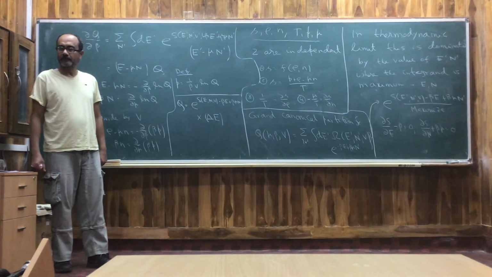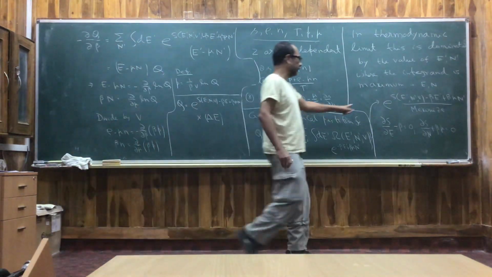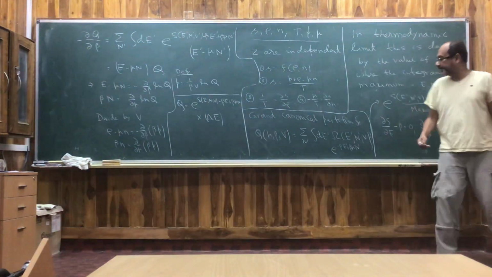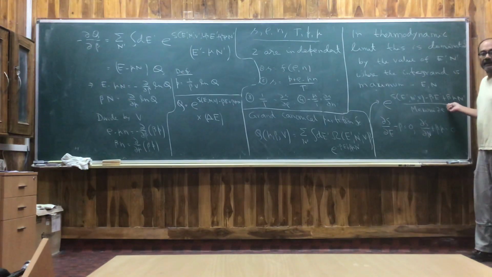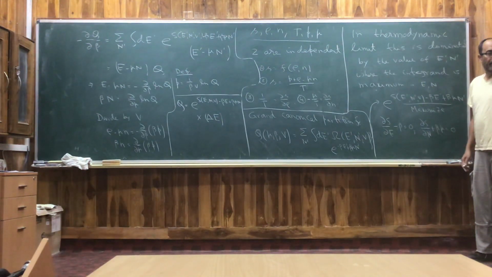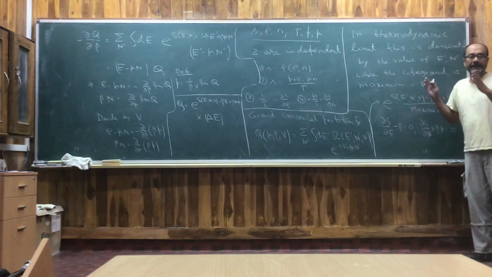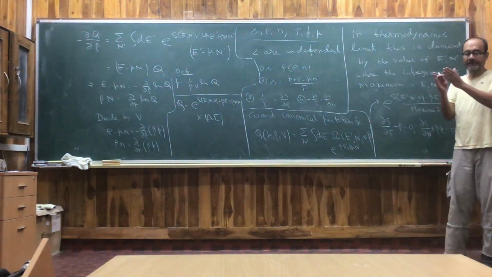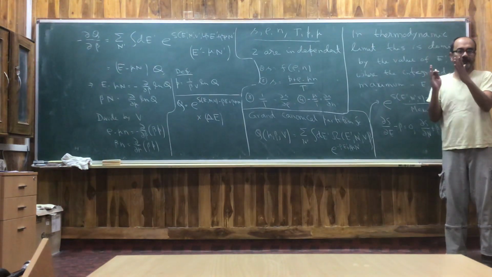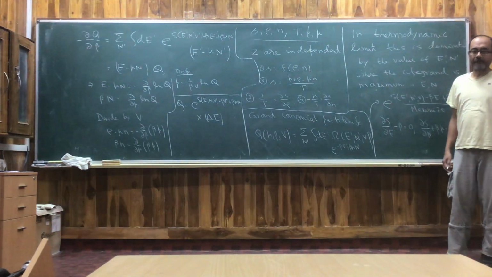Is this clear? Q is the integral of this, and all I am saying is that this integrand is sharply peaked around E and N. The value at the peak is obtained by substituting E prime and N prime to be E and N. So the total integral is the value of the integrand times the width. That's the rough estimate, up to a multiplicative factor of order 1. So that's what I wrote here.